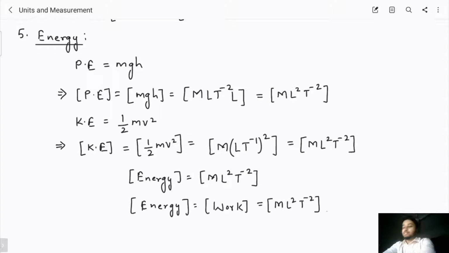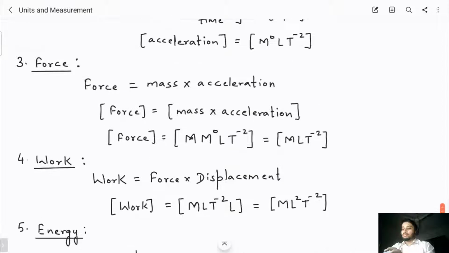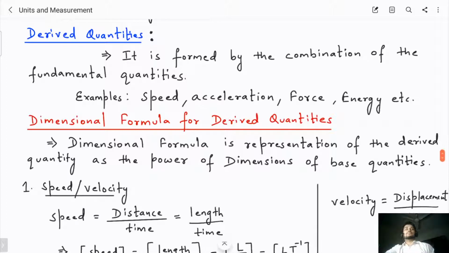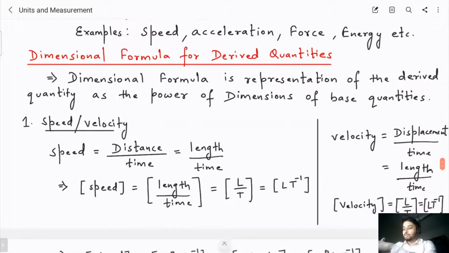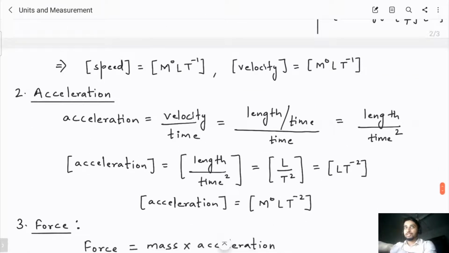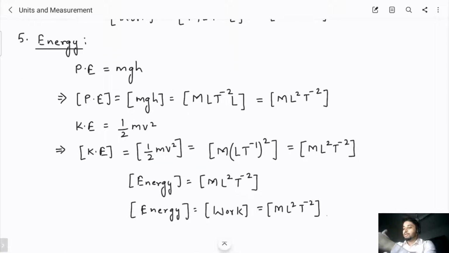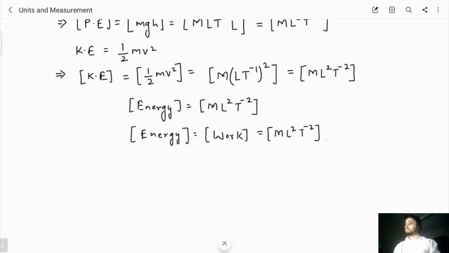In the last lecture we started with the derived quantities. We have started finding dimensional formula for derived quantities. So we'll continue with the same. So we have seen for speed, velocity, acceleration, force, work, energy. So in today's lecture we'll see few more dimensional formulas for derived quantities and few applications also, if time permits.